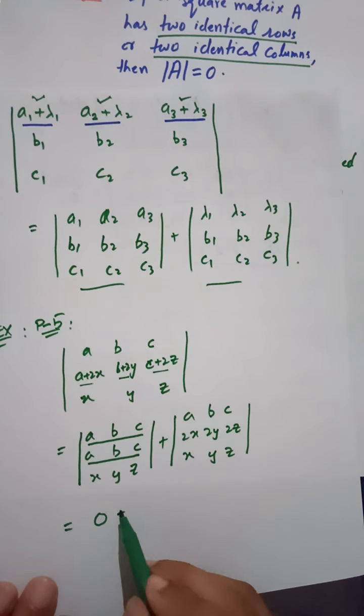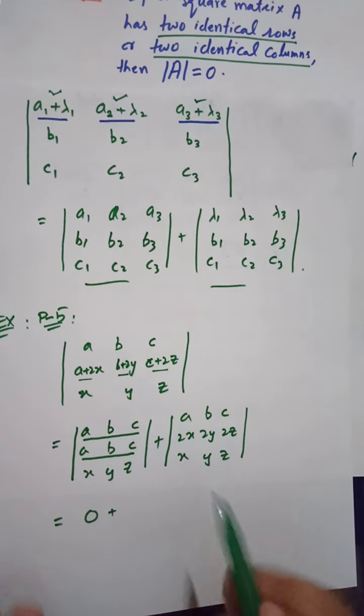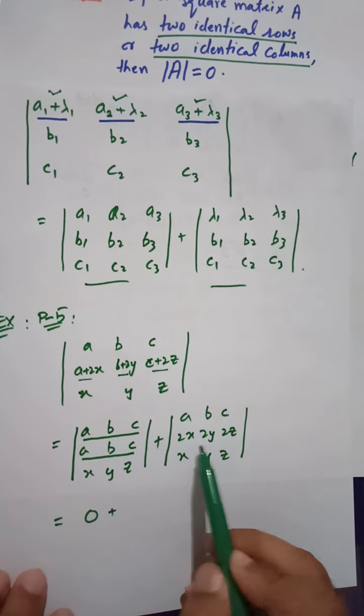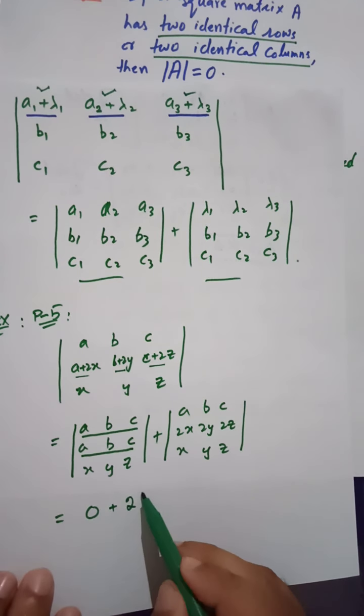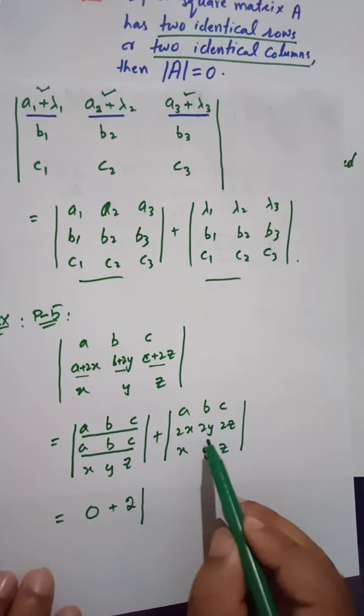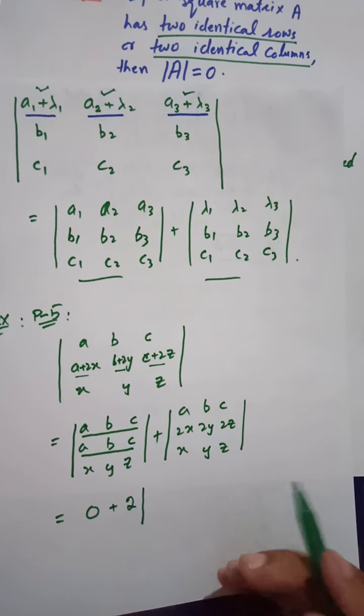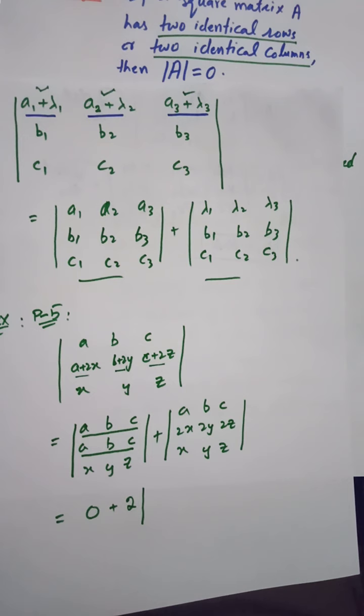Now remember that in matrices you can take a number common from a single row. You can take common from a single row, or you can also take common from a single column. So I am taking this 2 common from the second row, so this 2 can be written outside. You can take a number common from a single row or a single column.